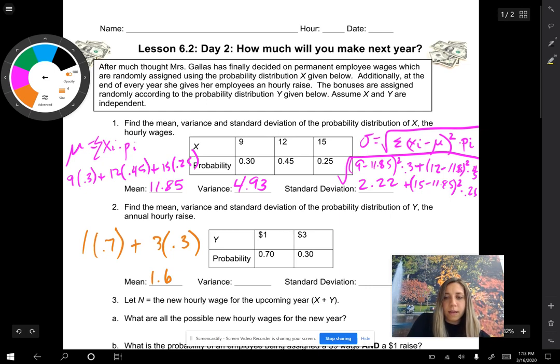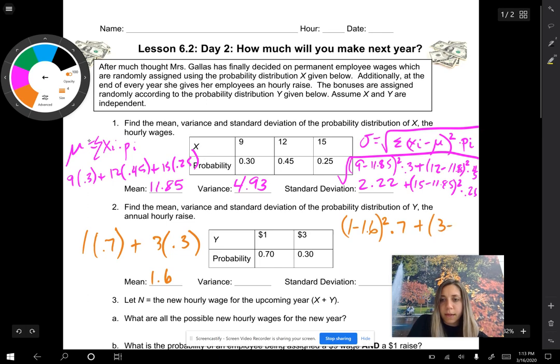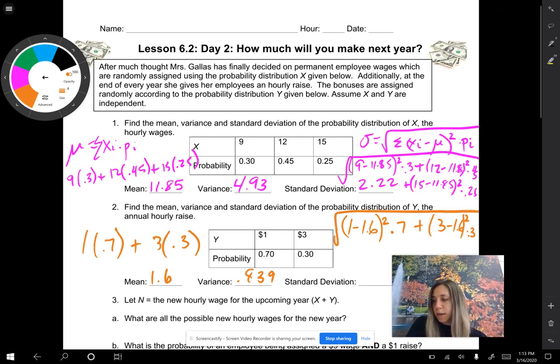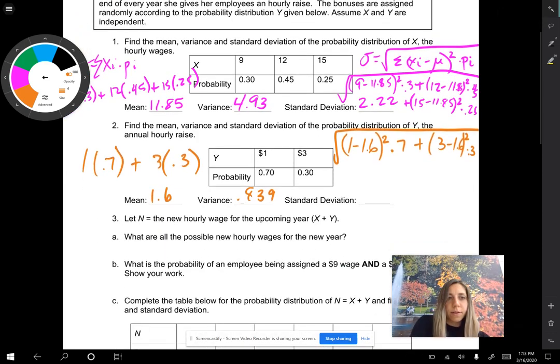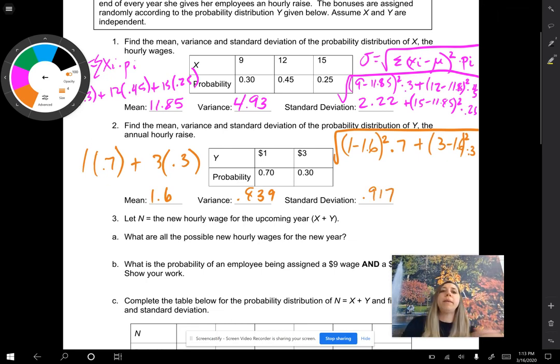And then if we're trying to find the variance, that would be 1 minus 1.6 squared times 0.7 plus 3 minus 1.6 squared times 0.3. That gives you a variance of 0.839. Square rooting that, which gives us our standard deviation, would be 0.917. So there's the work for mean and standard deviation of both of those probability distributions.